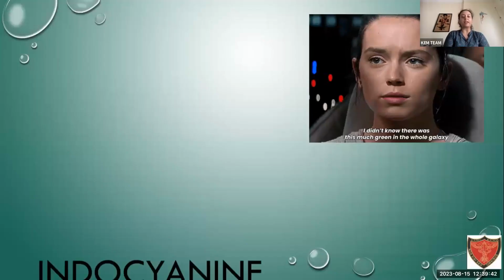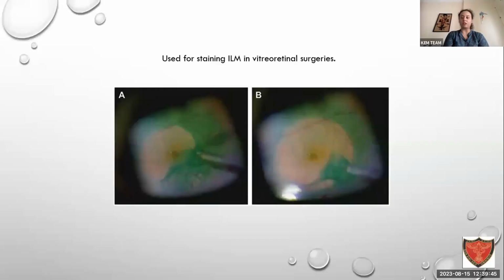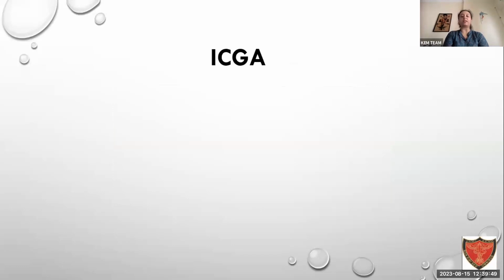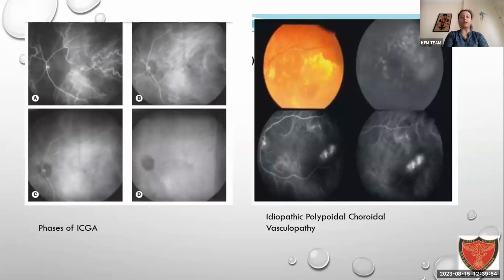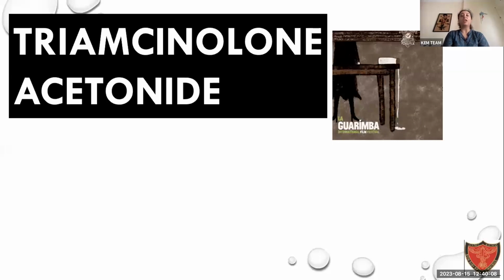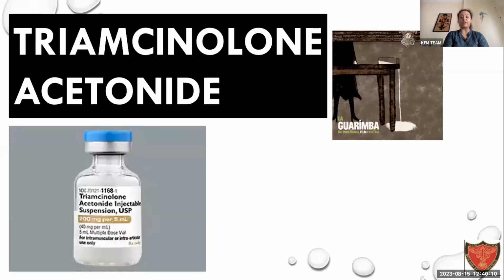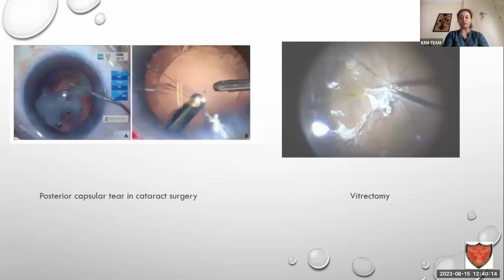Next up is the indocyanine green, which is also used to stain the internal limiting membrane in vitreoretinal surgeries and is used as a diagnostic tool in indocyanine green angiography, which is superior to fluorescein angiography in detecting choroidal lesions, as it is strongly bound to plasma protein, diffuses less out of the choriocapillaris, and has fewer side effects with its intravenous use. Lastly, I'd also like to add triamcinolone acetonide, which, despite being a steroid, is used to stain the vitreous in posterior capsular tear in cataract surgery and in routine vitrectomy procedures.